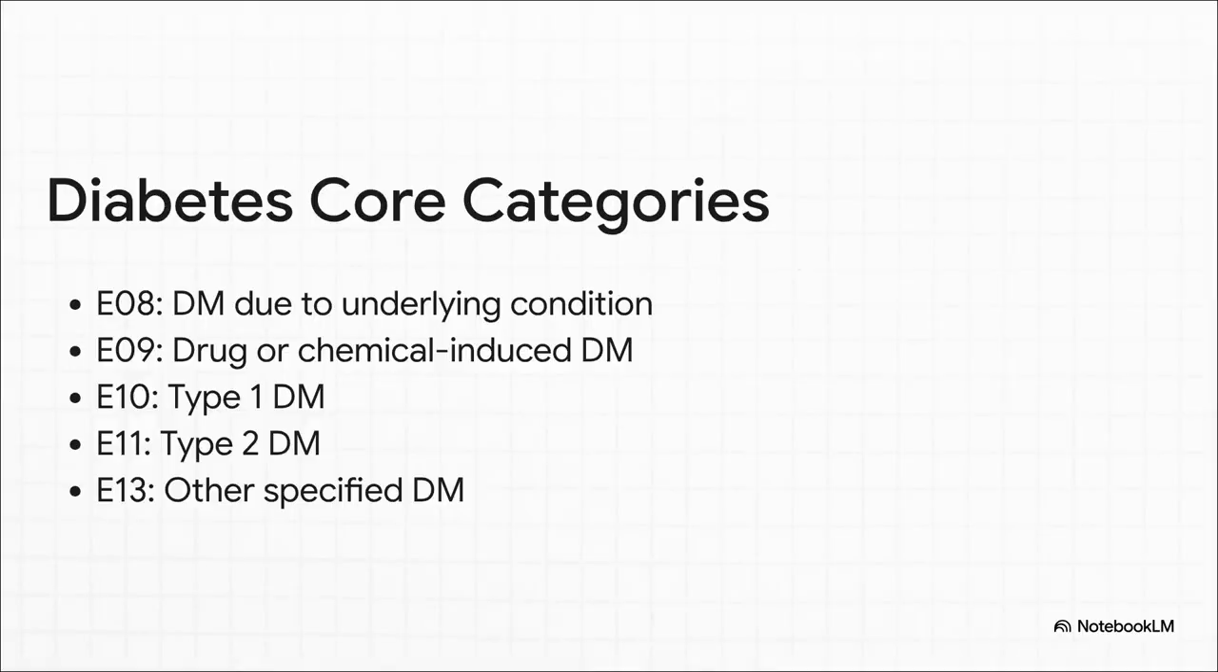So there are 5 essential categories that serve as your starting point for literally any diabetic patient. E08 is for diabetes due to an underlying condition. E09 covers drug or chemical-induced diabetes. E10 is type 1, E11 is type 2, and E13 is for other specified types. Now here is a golden rule you absolutely need to memorize. If the specific type of diabetes isn't documented in the medical record, your default is always E11, type 2 diabetes mellitus. Also, keep in the back of your mind that while type 1 is often referred to as juvenile diabetes, age actually isn't the sole determining factor.